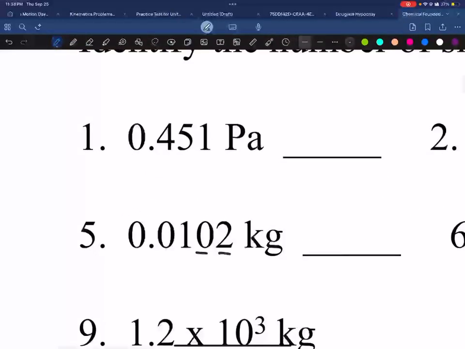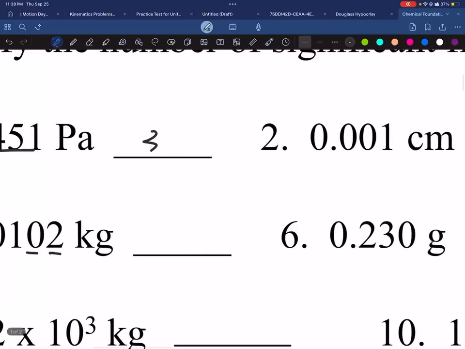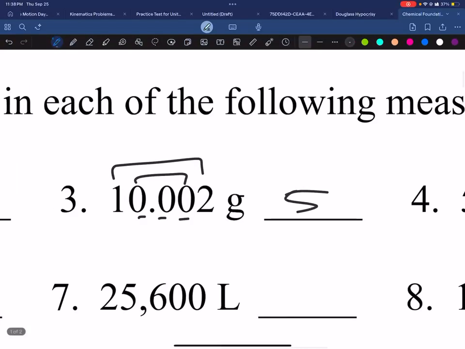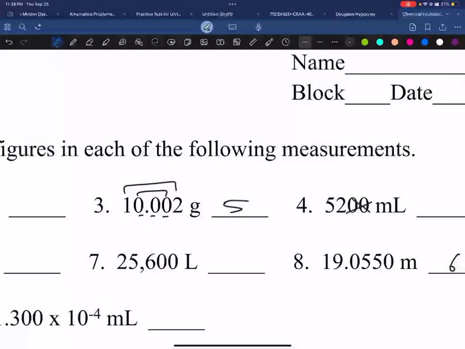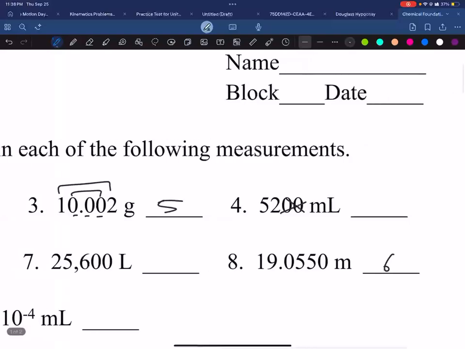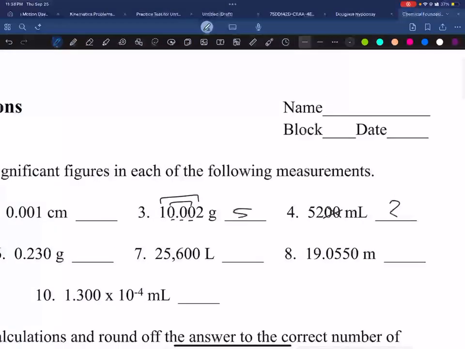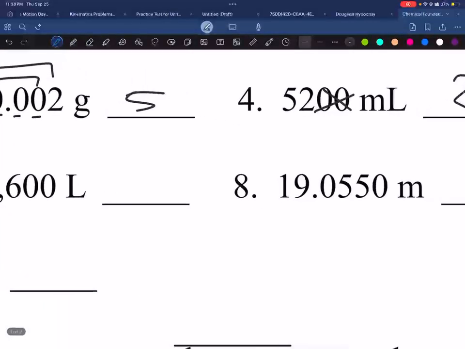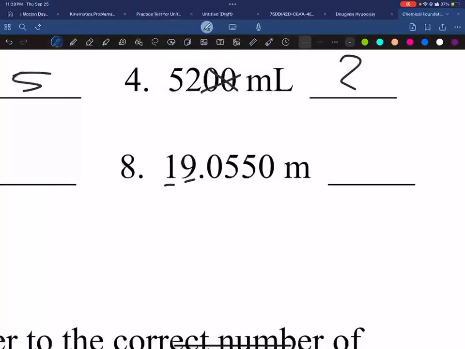Number 1, the trailing zero does not count, and the integers in the back count, 3 significant figures. Any zeros in the middle count, that's 3. And these numbers count, so that becomes 5. This leading zero does not count when there are no decimals, so that becomes 2 significant figures. This one, any trailing zero does not count. Zeros in between count, and the numbers count. It's 3 significant figures.